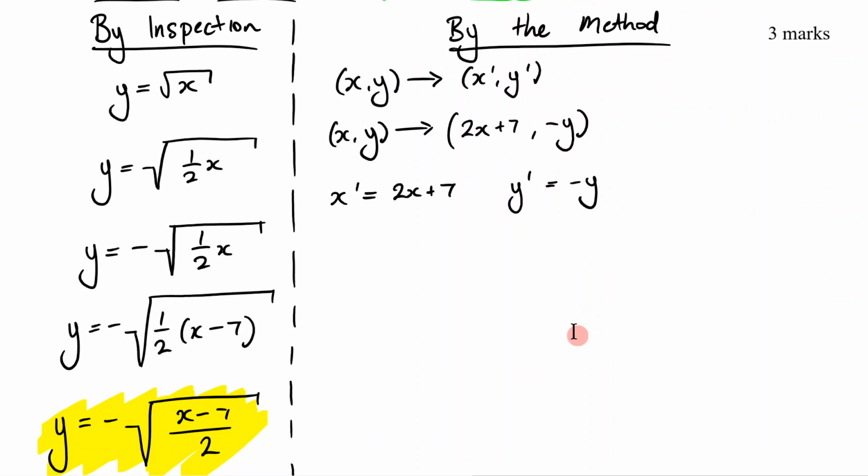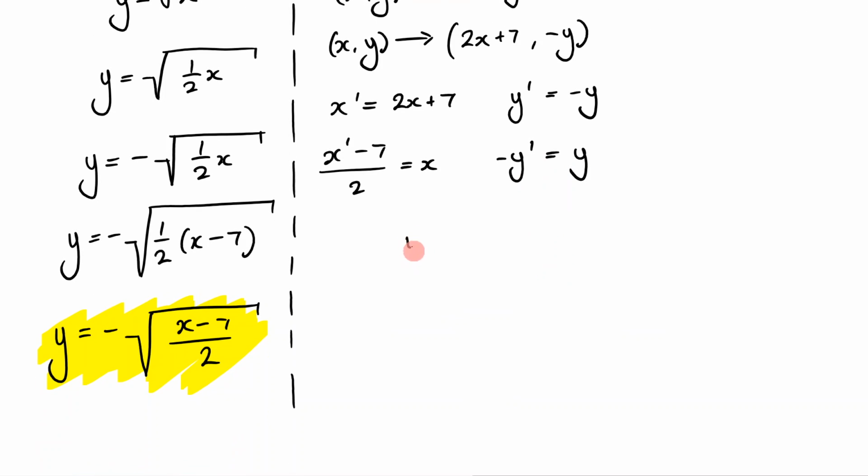And now I'm going to solve for x and y. So over here I'm going to get x dash minus 7 over 2 is equal to x, and then over here I'll get negative y dash is equal to y. I now am going to sub those values into my original graph, which was this. So that means into my y spot, I'm going to put negative y dash. And into my x spot, I'm going to put x dash minus 7 over 2, because that's what x equals. X dash minus 7 over 2.